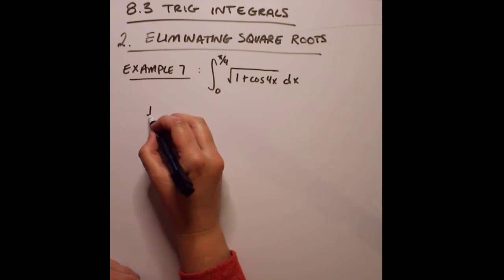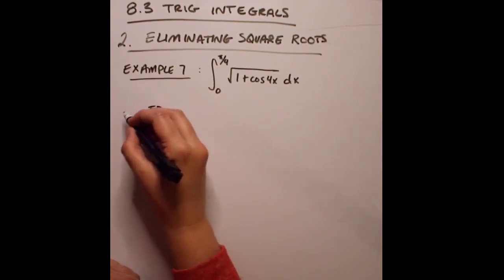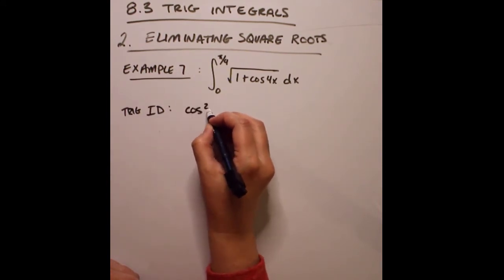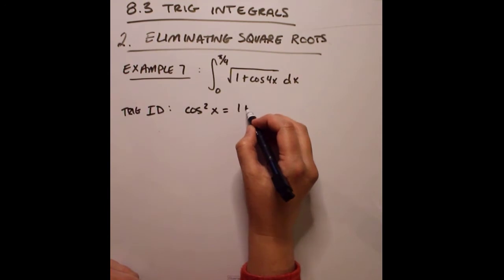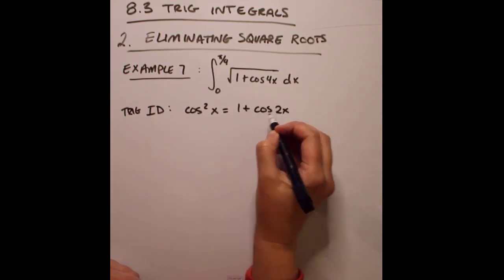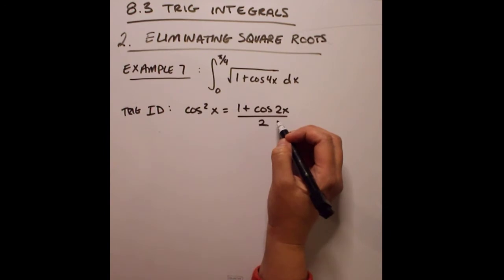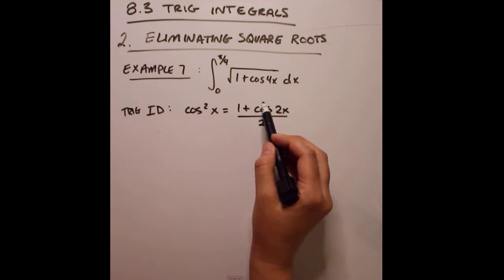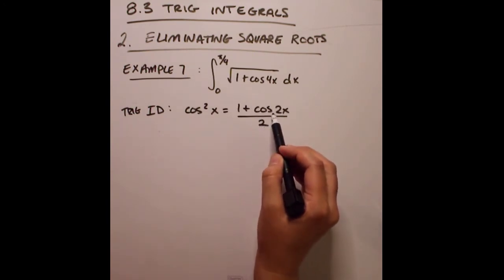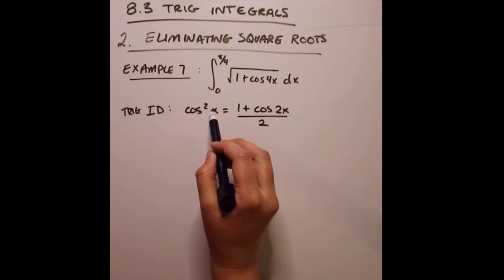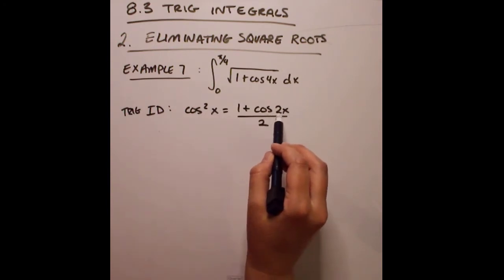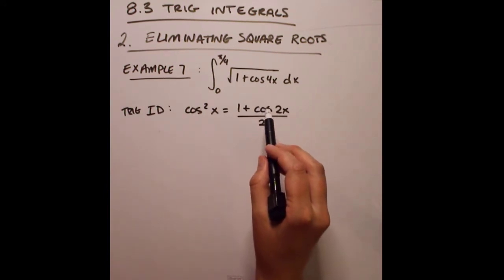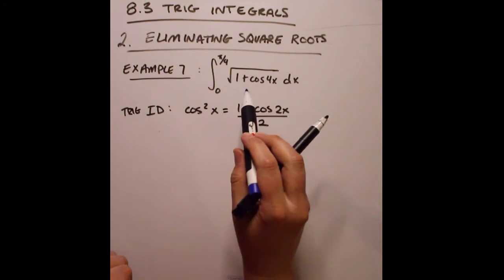One of your identities, and it's come up a few times in previous examples, is cosine squared of x equals (1 plus cosine 2x) over 2. Why is this one going to help us out here? It's because what we have in our radicand is similar to what we have in this identity, and this identity also has something squared in it. So if I can rewrite this identity to match this radicand, then hopefully I have something squared that I can take the square root of.